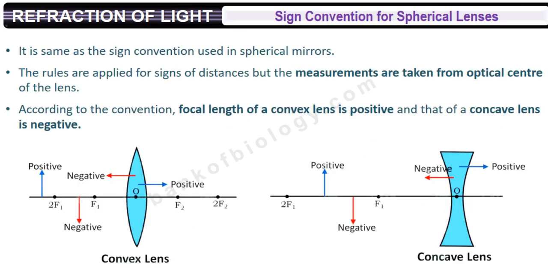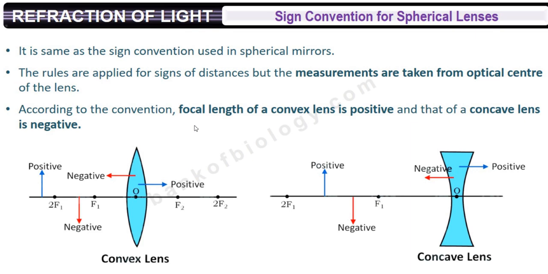Now let us see the sign convention of spherical lens. Sign convention is same as the sign convention used in the mirrors. Rules are applied for signs of distance, but the measurements are taken from the optical center of the lens. According to the convention, focal length of convex lens is positive.